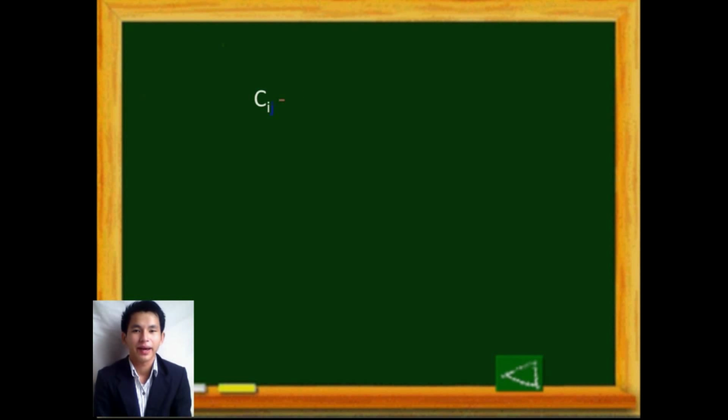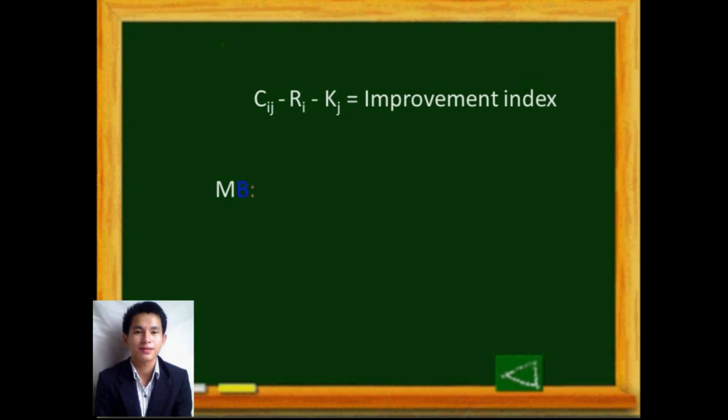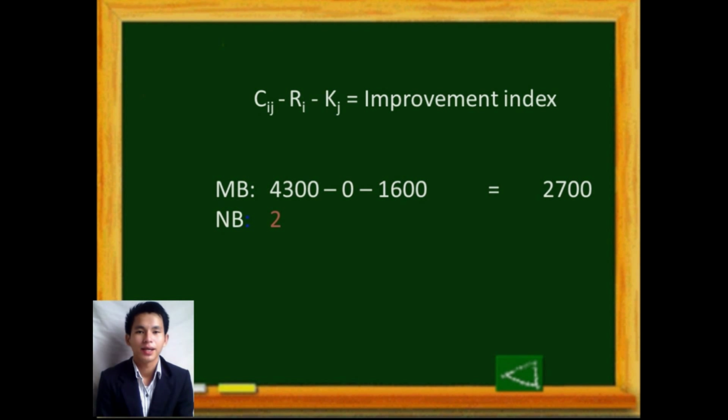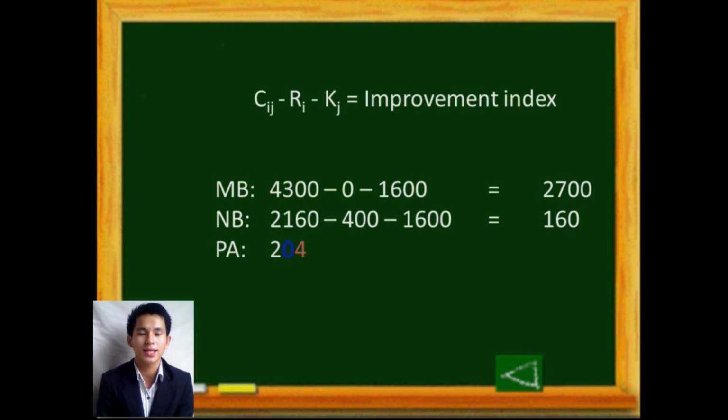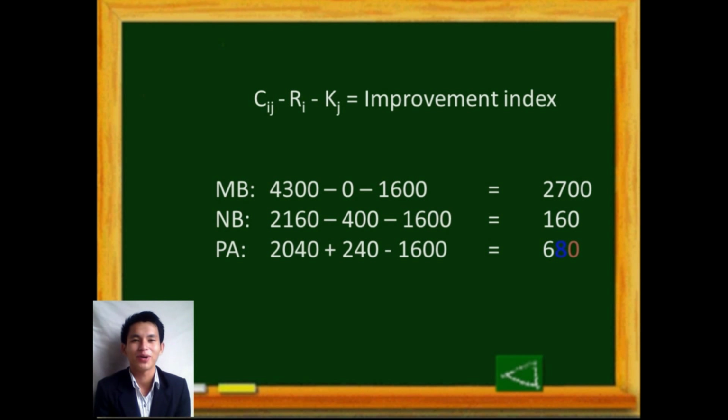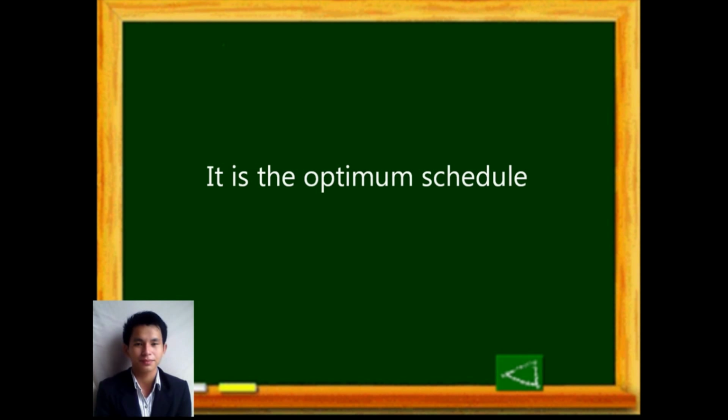Test for improvement. MB, 4,300 minus 0 minus 1,600 is equal to 2,700. NB, 2,160 minus 400 minus 1,600 is equal to 160. DA, 2,040 plus 240 minus 1,600 is equal to 680. Since there are no negatives, it is the optimum schedule.